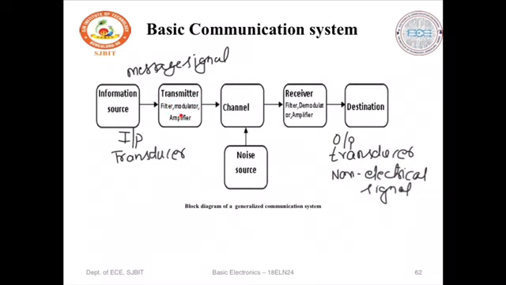Amplification is required because the electrical signal obtained from the input transducer may be weak. So, in order to convert that weak signal to a strong signal, we need an amplifier in the transmitter. And what is the purpose of the filter? The filtering is done to restrict the frequencies of the signal. To remove unwanted signals, I want a filter.